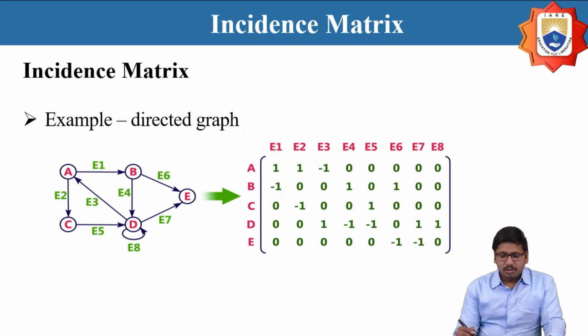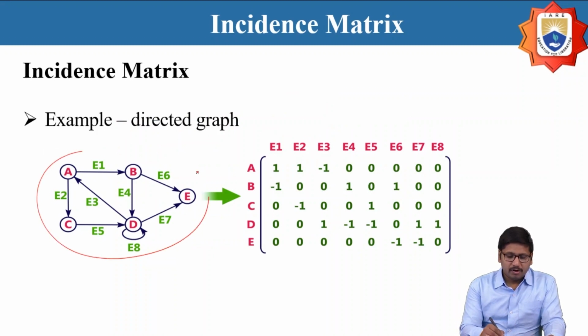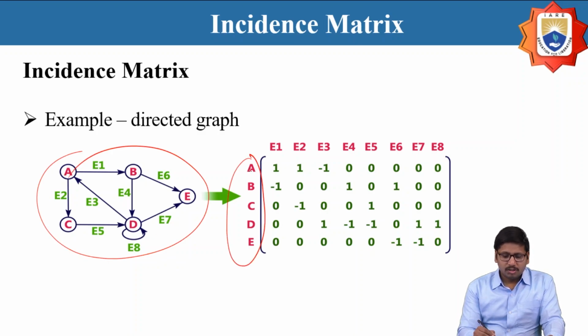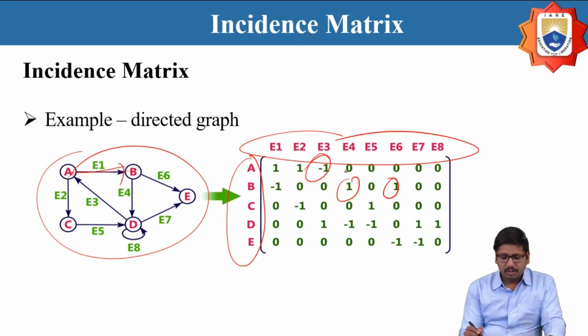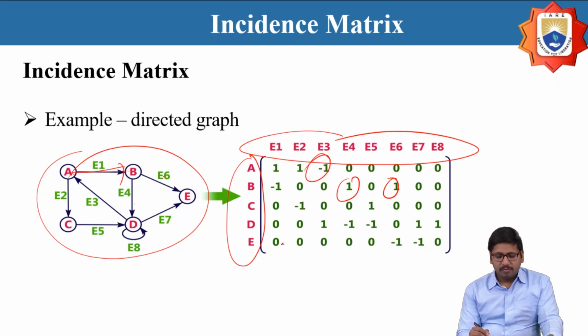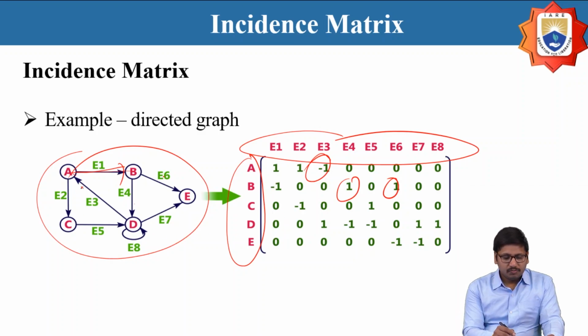So if I consider this incidence matrix, I consider the vertices as rows and edges as columns here. Whenever I have an outgoing edge, I represent 1. So E1, E2 are there for A, and E3 is there, so that's why I represent -1 here. Similarly, if I consider B, E4 and E6 are there, but I have one incoming edge, that's why it should be -1. Similarly, for C I have only E5 and then one incoming edge, that's why it should be -1.